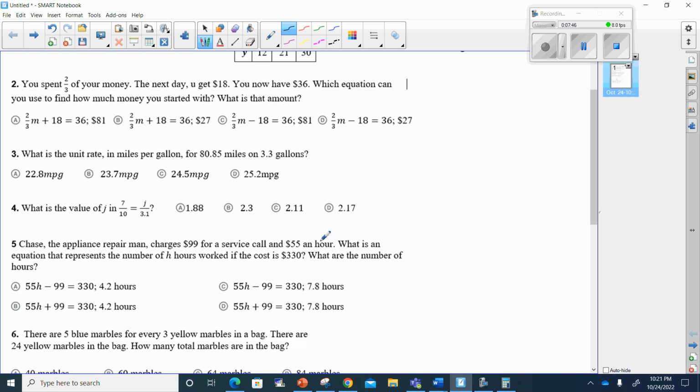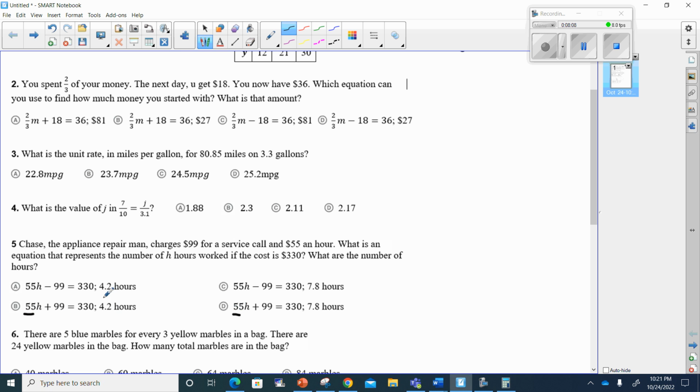or what, H for hours. So we could put it in the other order too, 55 times H. But we wouldn't be taking away $99. Remember, we're charging 99, so it's 55H plus 99. So we know it's either going to be B or it could be D, all right? We got to figure out which one of these it's going to be.